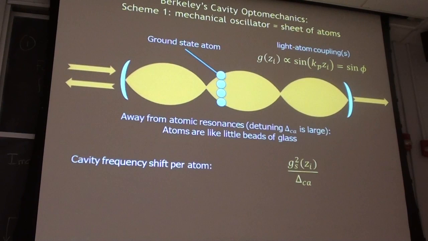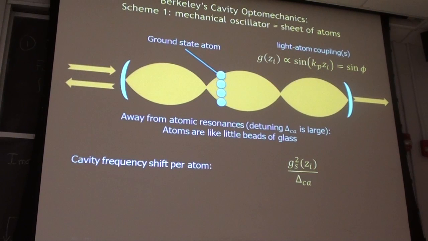Okay, so altogether, the frequency shift that we get per atom in the cavity is controlled by this quantity. It depends on how far detuned from the atomic resonance the light probing the atoms is. And it depends also on the position of the atom within the resonator, whether the atom is in the dark or in the brightest part of the probe beam. Okay, so we have many such atoms. The cavity is sensitive simultaneously to the motion of all of them. Well, how complicated is that?